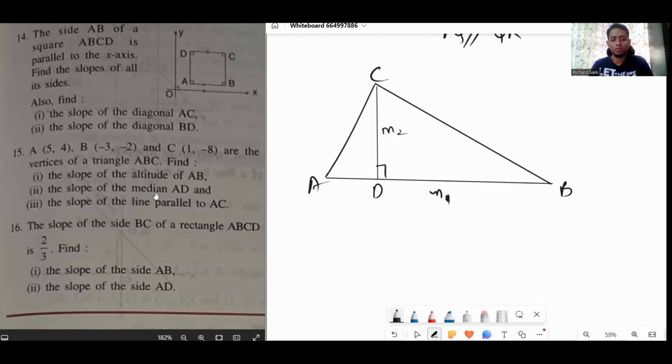Next, find the slope of the median AD. See, this is what I just now explained. Median AD means A to D. Now we have taken D over here, but they are telling us to take median AD. So where is D? AD is a median, so D will be at the midpoint of CB. This is your point D. So how do you find the slope of AD?